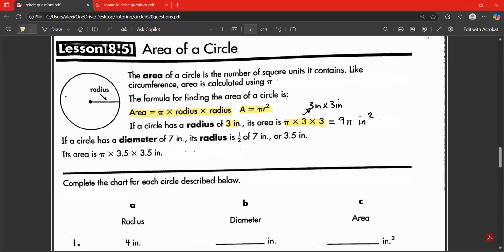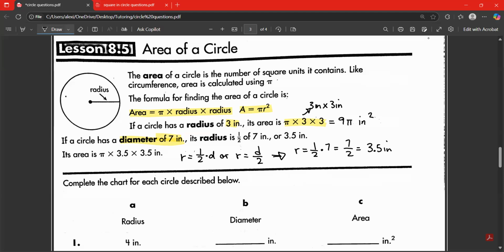All right, let's look at another example. This time they're giving me a circle and it has a diameter of 7 inches. Well, in order to calculate the area, I need to find the radius first. Remember, the radius is equal to a half of diameter, or it is diameter divided by 2. So for this example, this radius is half of 7, which means a half times 7, or 7 divided by 2, and that's 3.5 inches.